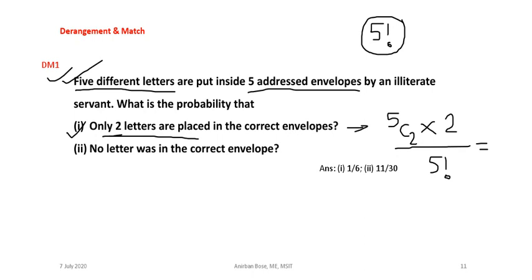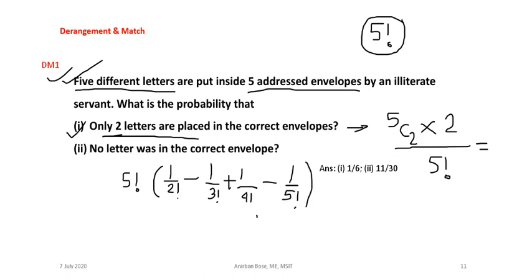If no letter was in the correct envelope, what are the favorable outcomes? No letter in the correct envelope means that all 5 are in a wrong envelope. So 5 factorial, and from 1 by 2 factorial you have to write up to 1 by 5 factorial with alternating plus and minus signs. So 1 by 2 factorial minus 1 by 3 factorial plus 1 by 4 factorial minus 1 by 5 factorial. Okay, if you simplify, then this 5 factorial will cancel with the 5 factorial.